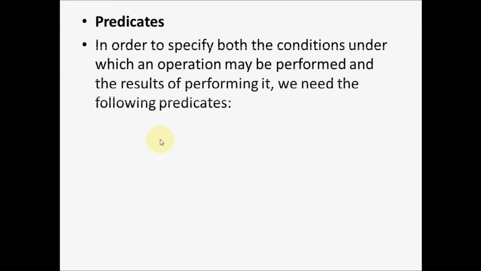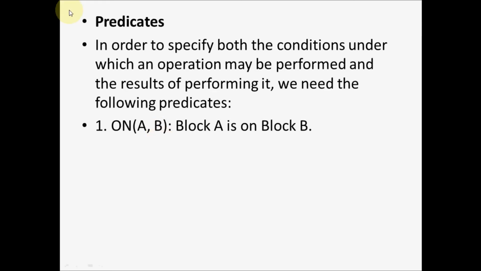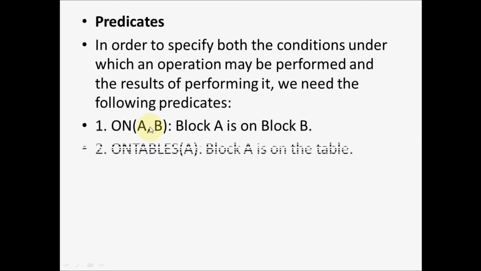Okay, so in order to specify both the conditions under which the operation may be performed and the result of performing it, we need the following predicates. The first predicate that I'm going to use is On(A, B). You read it like this: A is on B. That means block A is residing on block B. So this is the On predicate. The second predicate that we are going to use is On table A.